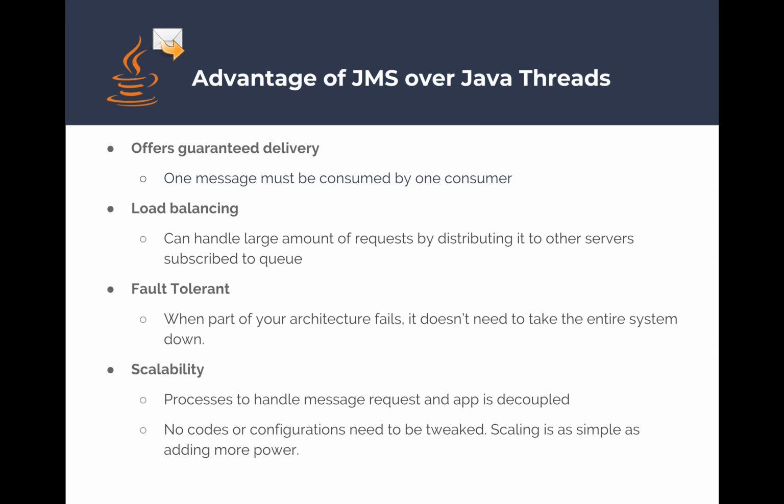So when part of your architecture fails, it doesn't need to take the entire system down. In that, if a process that is processing messages from the queues fails, messages can still be added to the queue to be processed when the system recovers. Fourth point, scalability. Processors to handle message requests and the app are decoupled in the sense that no code and configurations need to be changed, and scaling is as simple as adding more power to the Java queue message server.